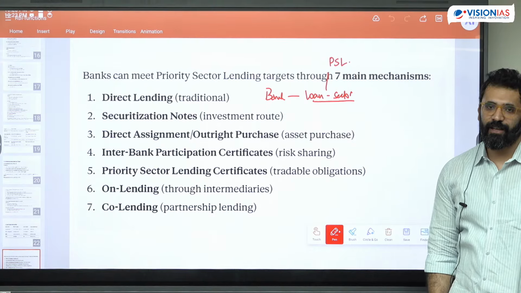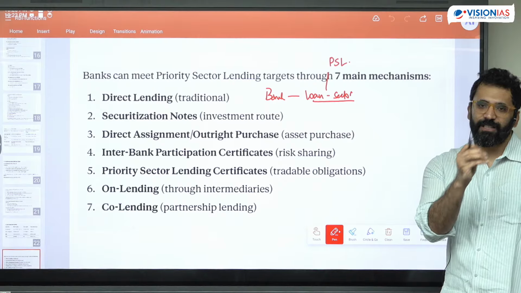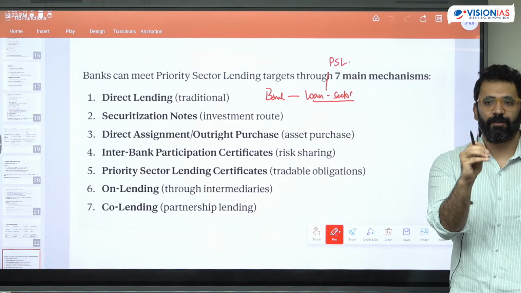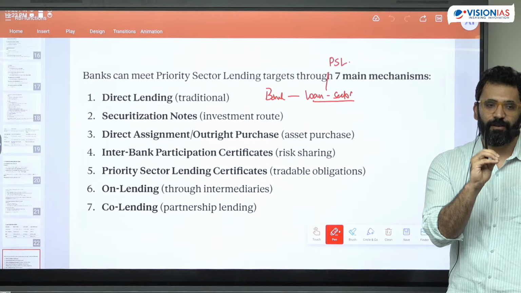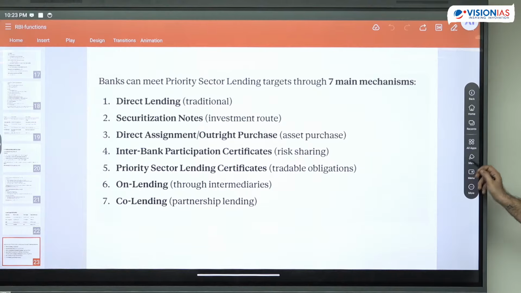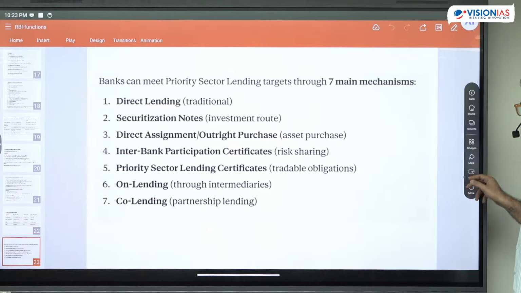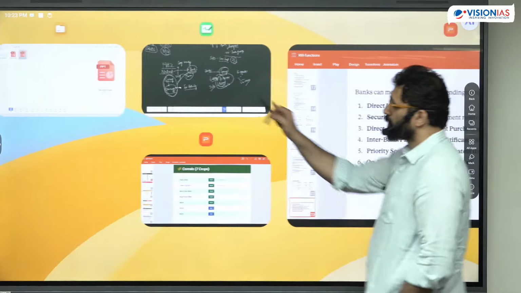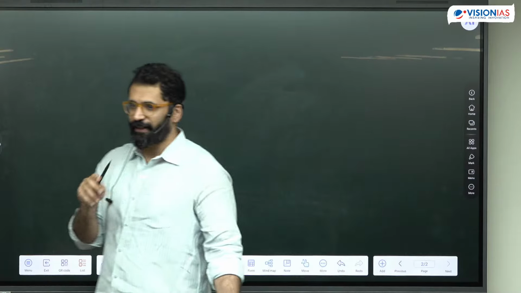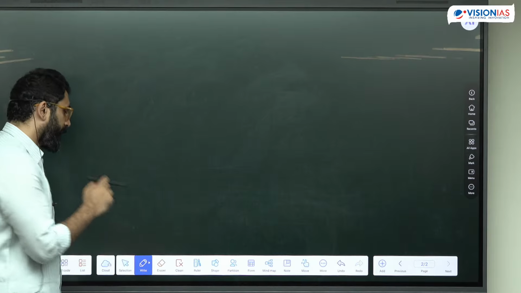The second is securitization notes. What do you mean by securitization? Securitization was the crux of the 2008 financial crisis. Securitization is also mentioned in the Indian economy in the context of IBC or asset reconstruction. What is the meaning of securitization? First, I'll tell you securitization, then I'll tell you the related activity of asset reconstruction and securitization, the SARFAESI Act, and RBI is also involved there.